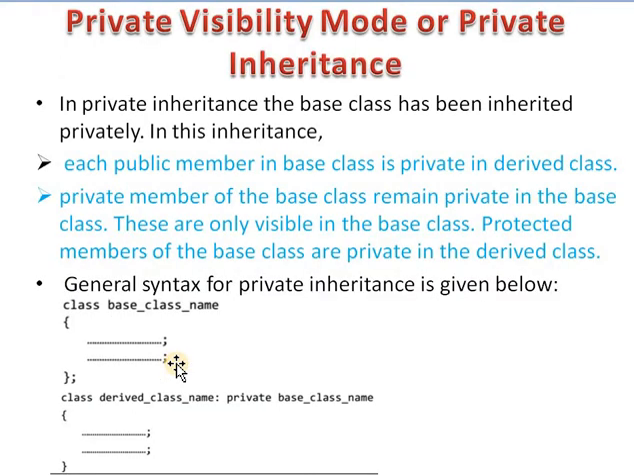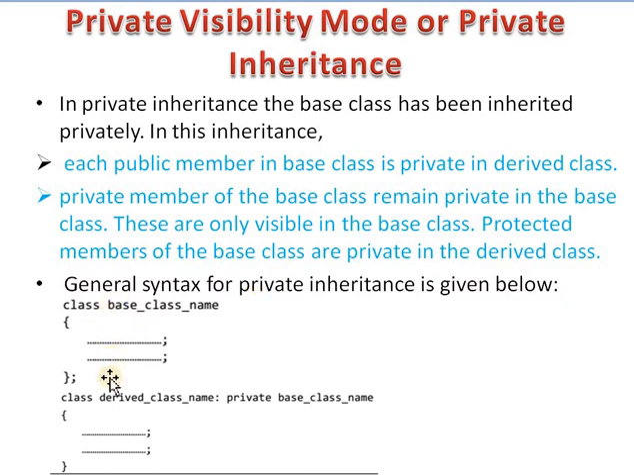The next visibility mode is the private visibility mode. In private inheritance, the base class is inherited privately. In this inheritance, each public member in the base class is private in the derived class. Private members of the base class remain private in the base class; these are only visible in the base class. Protected members of the base class are private in the derived class.